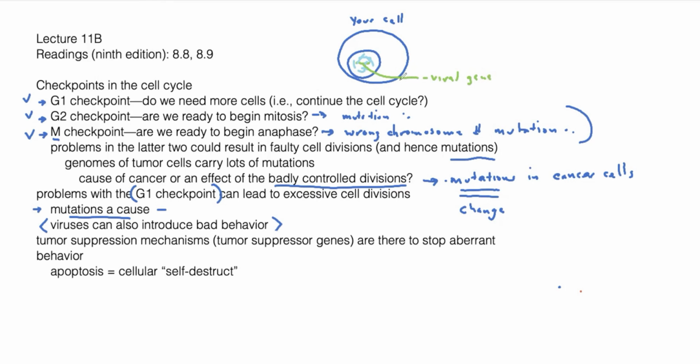Now, what's going to happen if your cell starts to behave incorrectly? In other words, if you start to have uncontrolled cell divisions. Your cell divides uncontrollably. As your cell divides, the viral gene is being replicated as well. So at the end of the process, you could have hundreds of virally infected genes.